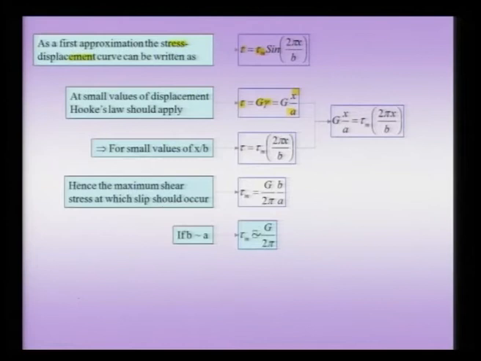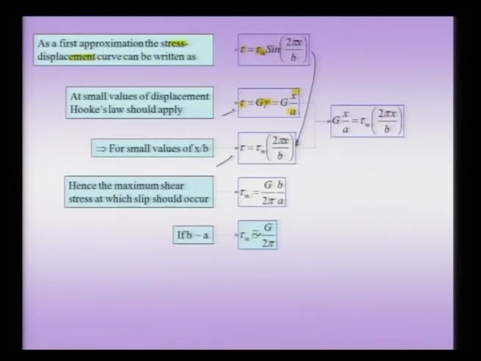For small values of x by b, which is what I am talking about, small shear strains, the relation on the top can be reduced to the relation at the bottom, where tau is equal to tau m 2 pi x by b. So, sin theta has been approximated to theta. Putting these two relations together, one coming from Hooke's law, and the other from the sinusoidal behavior which we have assumed for the stress displacement relationship, we can write G x by a equal to tau m 2 pi x by b. That is what I have done here.